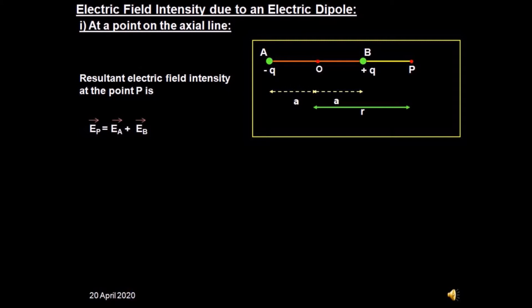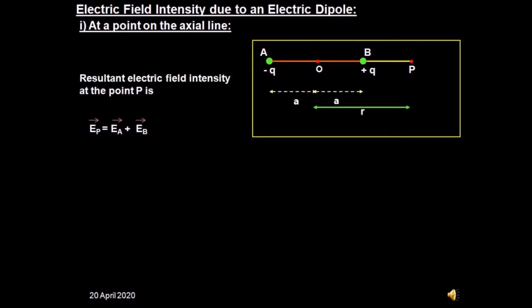There are two cases. First of all, we will find the electric field on the axial line of the dipole. The meaning of the axial line is the line joining the two charges. That means here the line joining the two charges is AB. If we extend it, suppose to the right, then this is the axial line. We have to mark a point P on this axial line only. So P is called the point of observation where we are finding the electric field.